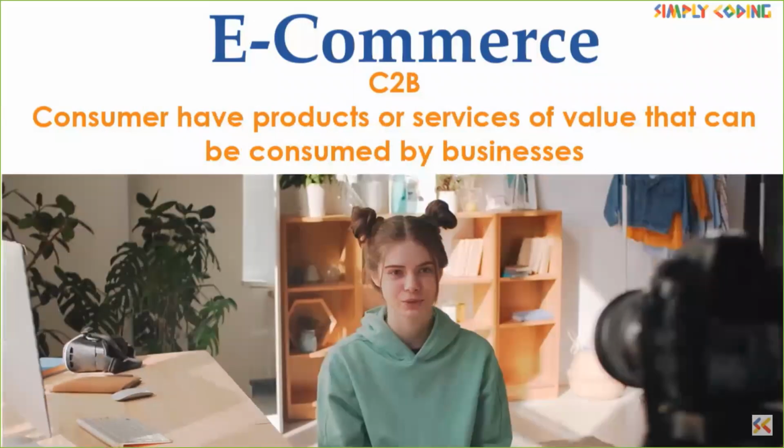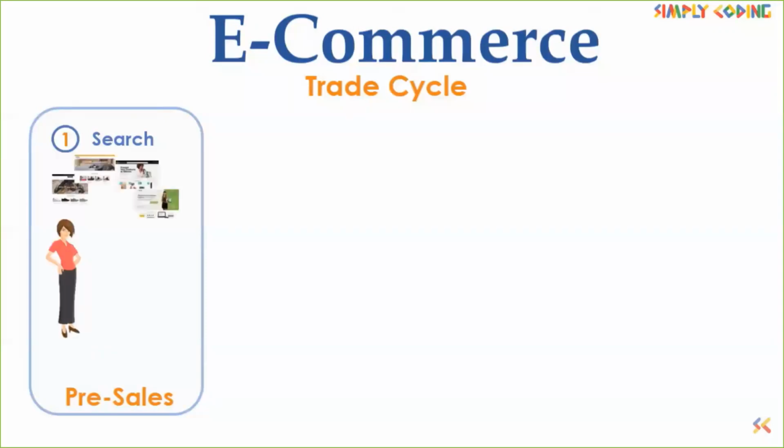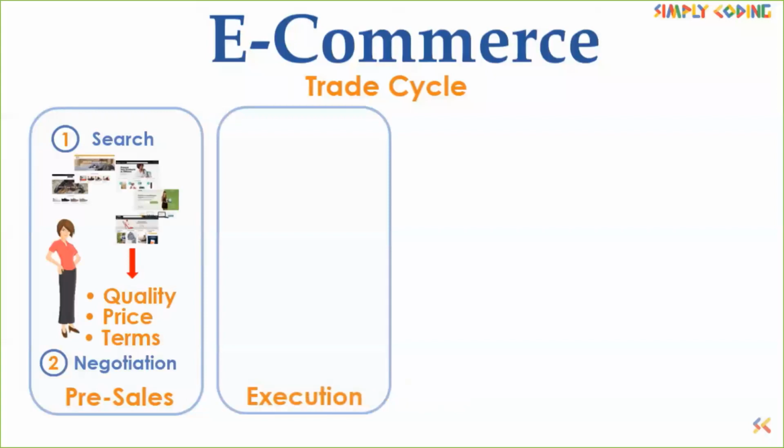E-commerce follows a typical trade cycle or flow. First is pre-sales. It consists of two steps. First, customer searches different websites for product to be purchased. The next step is negotiation, where online it is selecting a supplier who offers good quality product at right price and whose terms such as delivery dates, etc. are agreeable to customer.